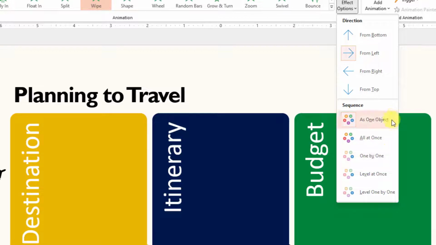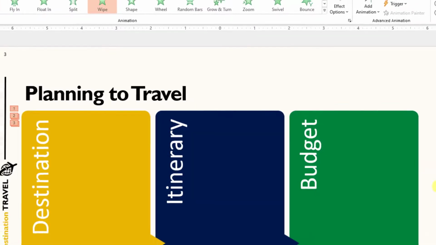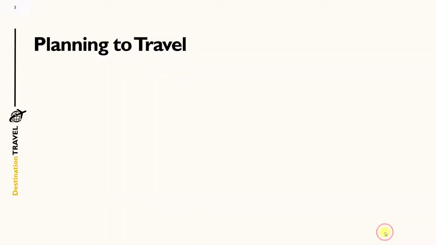Notice the default is as one object, or it can come in all at once. One by one, and look at this. Isn't that cool? Now, I like the preview, but I'm going to caution you again that when you're working on this in a real-world situation, you would like to look at the show, because that's where you really see how it's going to function. So remember, I can just click on this little slideshow icon down here at the bottom.